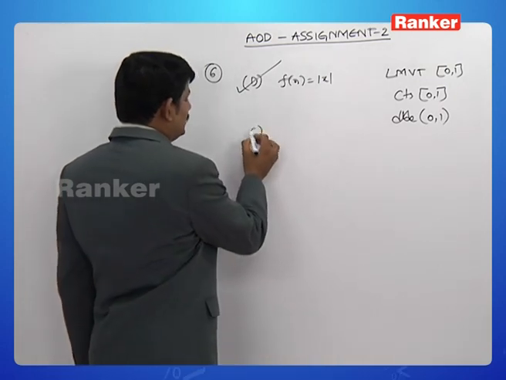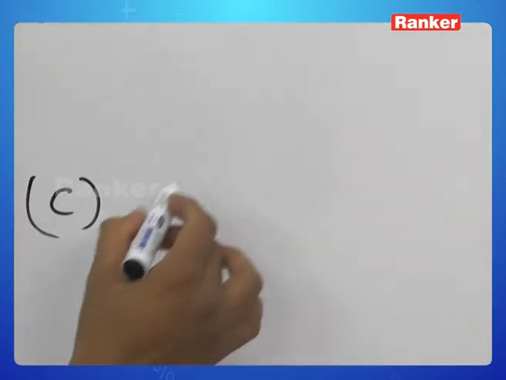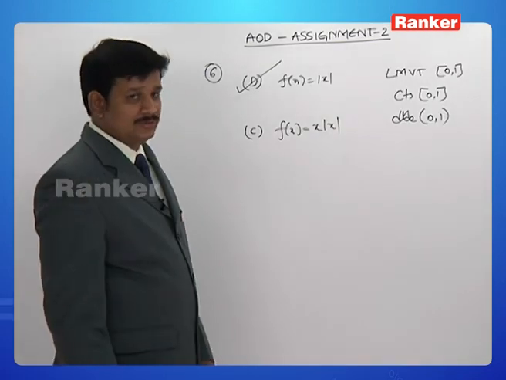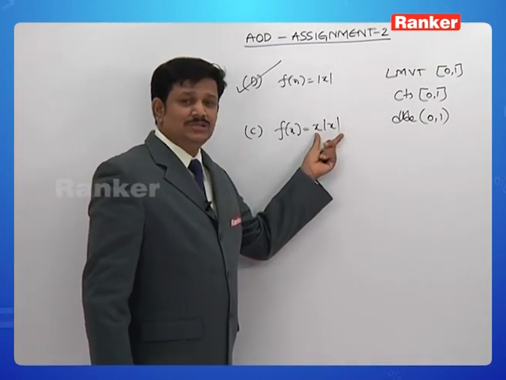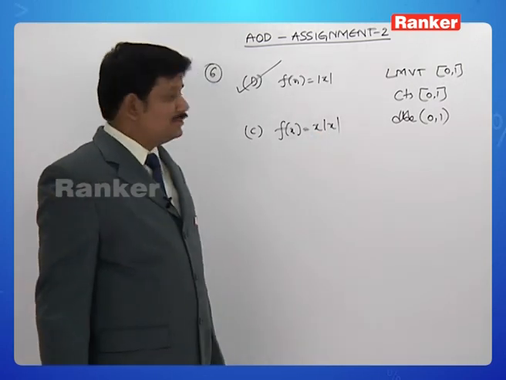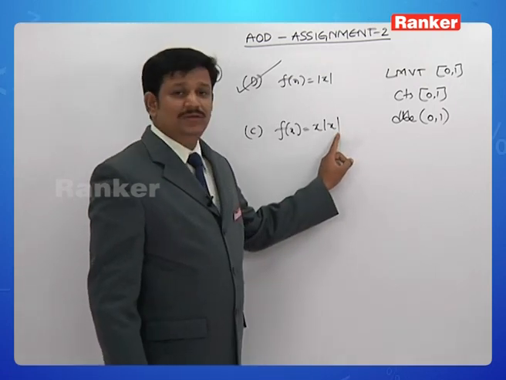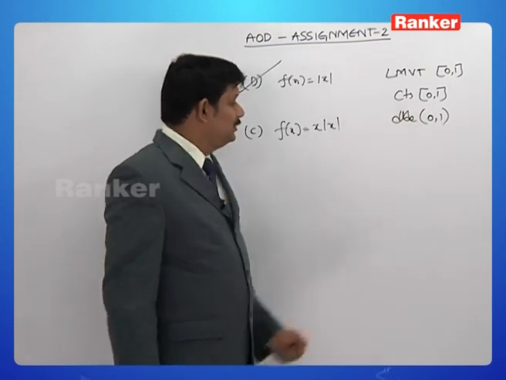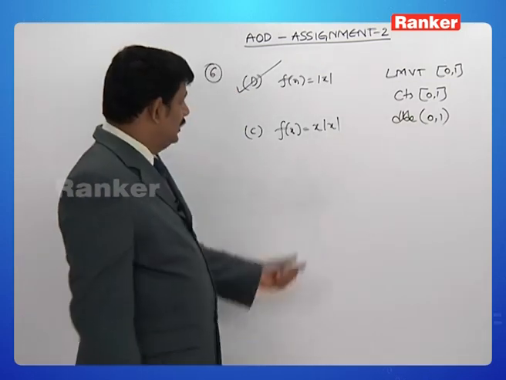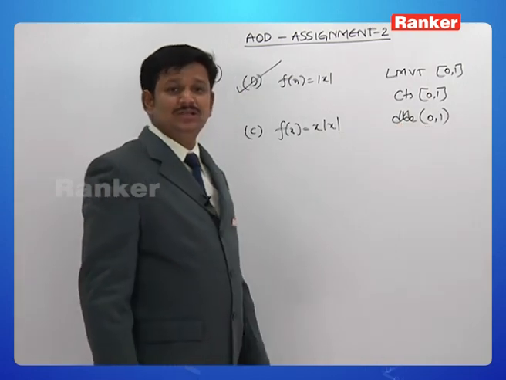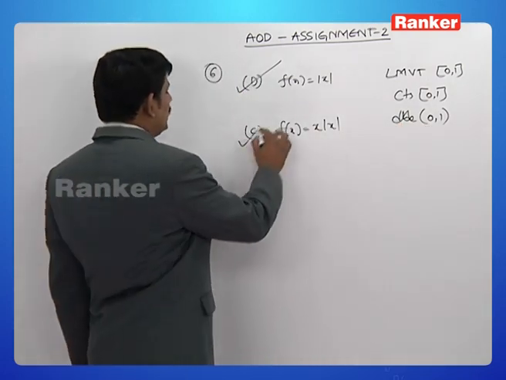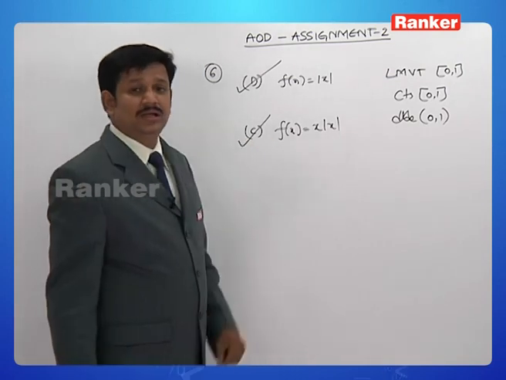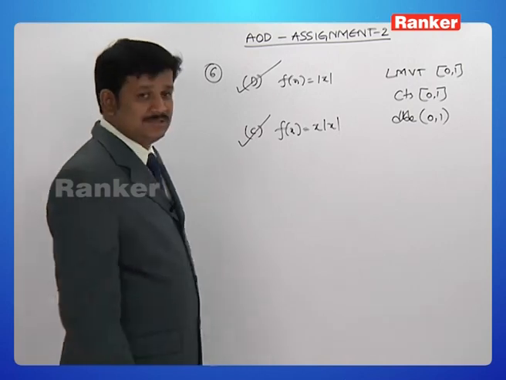Now, let us look at option C. F of x is equal to x mod x. With a similar logic, mod x is continuous on R, x is continuous on R, their product is continuous on R. Mod x is not differentiable at 0, but differentiable elsewhere. So, it is differentiable in open 0 to 1. X is differentiable on R, their product will be differentiable in 0 to 1. So, the function is both continuous in closed 0 to 1 and differentiable in open 0 to 1. So, again Lagrange's mean value theorem can be applied on option C.